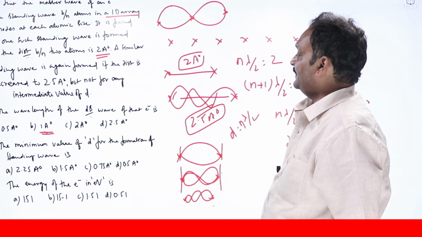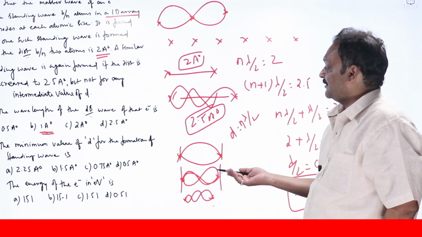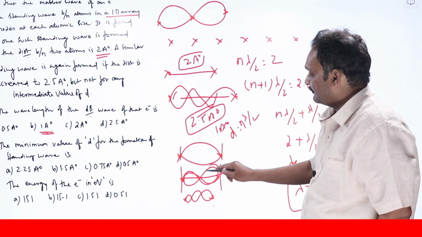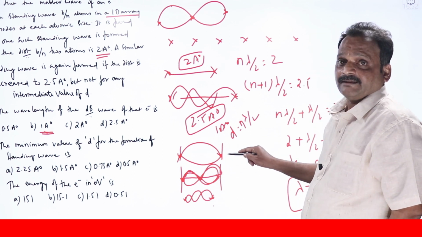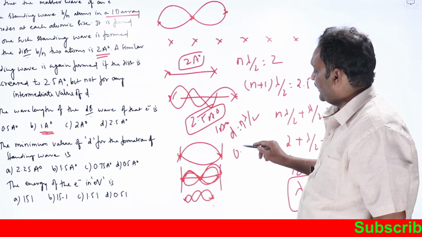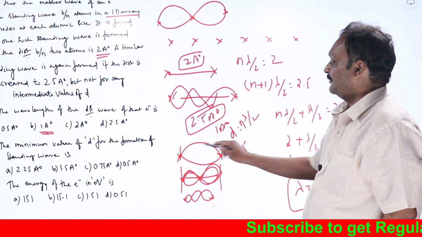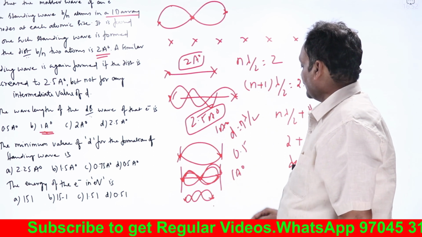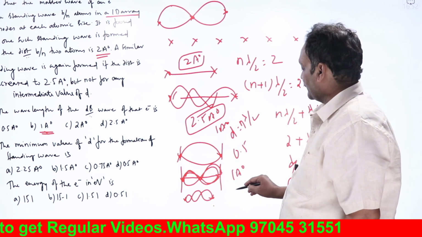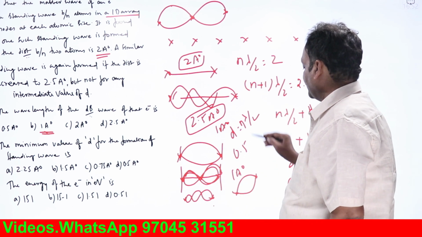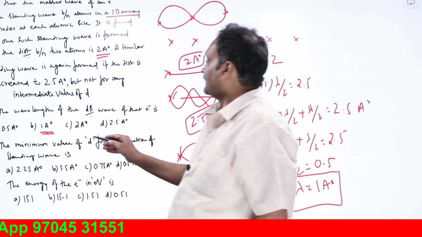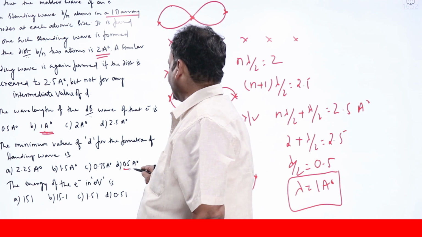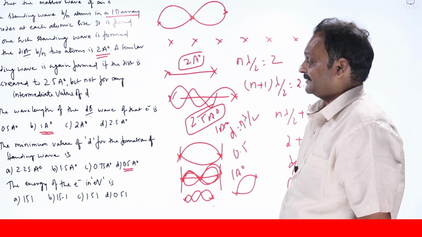Now the minimum value of d for the formation of a standing wave. What is the minimum value of d if the wavelength is 1 angstrom? Second mode will be 2 loops, but first mode also is possible. Means for 0.5 angstroms also, half wavelength, one standing wave pattern can be formed. So for 1 angstrom wavelength, what is the minimum distance for a standing wave to be formed? Half angstrom is sufficient, lambda by 2 will be there. So the answer here, the minimum value of d for the formation of a standing wave, is 0.5 angstrom.